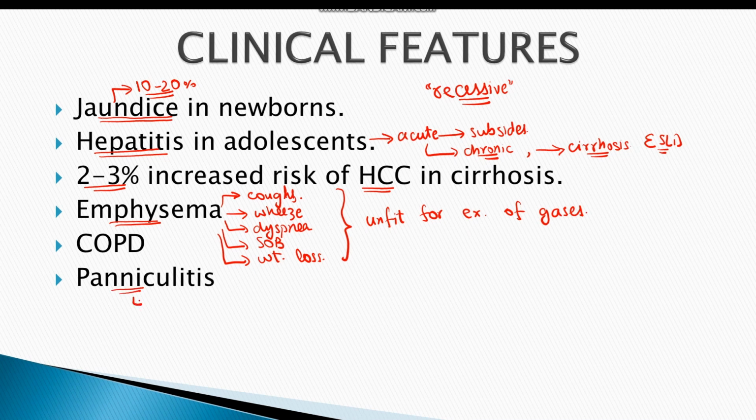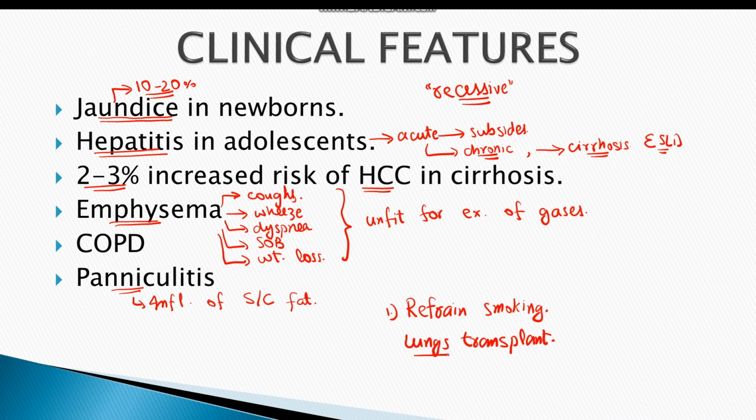Panniculitis means inflammation of subcutaneous fat. The patients with alpha-1 antitrypsin deficiency are advised to refrain from smoking, and the only treatment option in case of full-blown emphysema is lung transplant, and in case of liver cirrhosis is liver transplant.